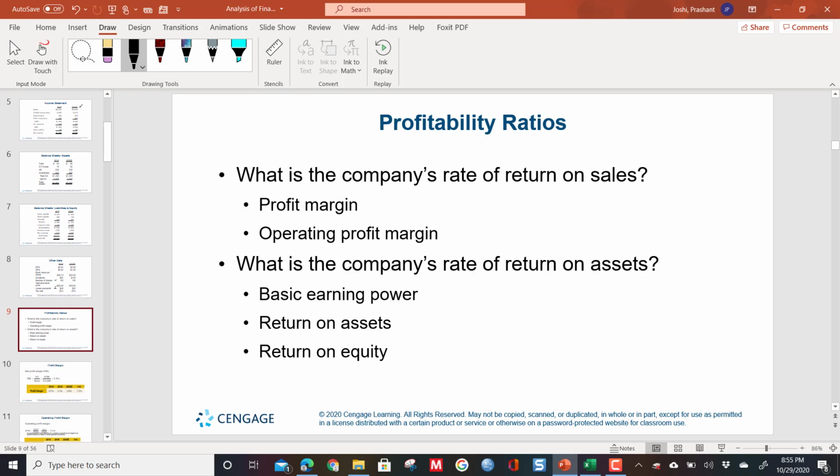And we are now calculating various ratios. Let's start with the profitability ratios. The profitability ratios tell us the company's rate of return on sales, which is captured by profit margin and operating profit margin. And what is the company's rate of return on assets? If you want to know the profit on assets, the rate of return on assets is captured by the basic earning power ratio, return on assets, and return on equity.